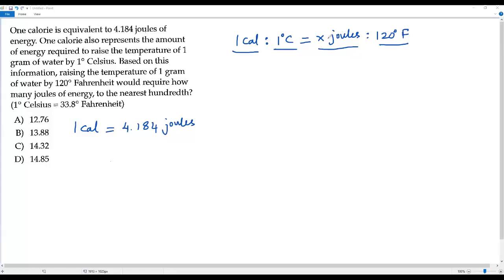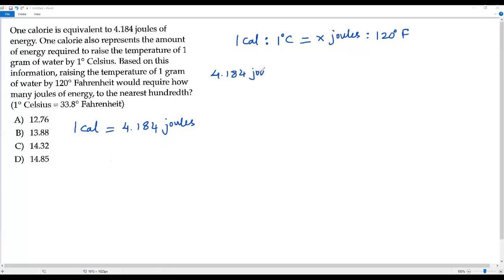If I want to solve this proportion for x, the quantities must be in the same units. For example, the amount of energy on the left side and right side must be in the same unit, but one is in calories and the other is in joules. So we can convert calories to joules, because we know that 1 calorie is equal to 4.184 joules. We don't want to convert joules to calories, because the question asks for the amount of energy in joules, so we keep joules as it is. We replace 1 calorie by 4.184 joules.